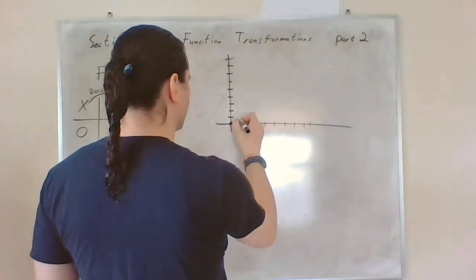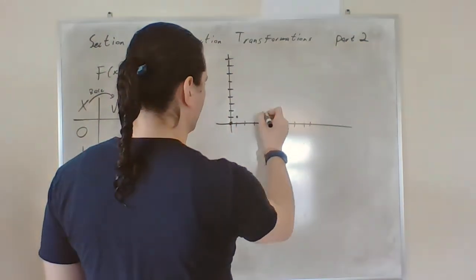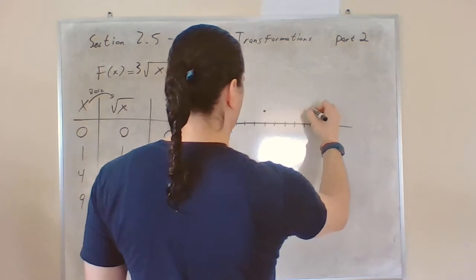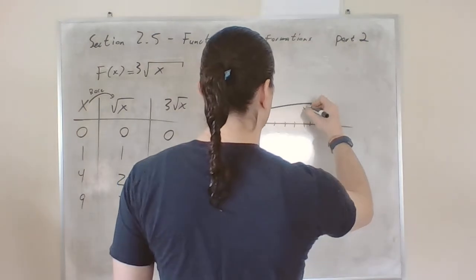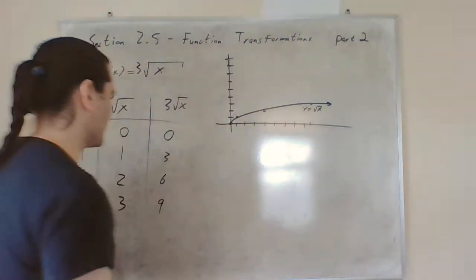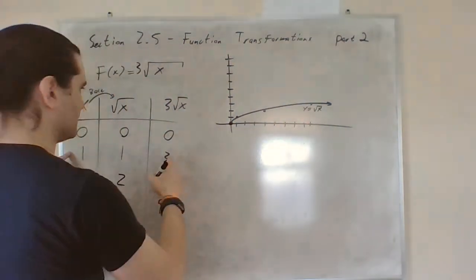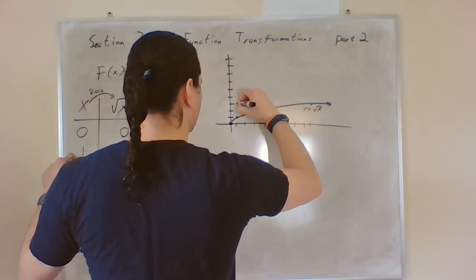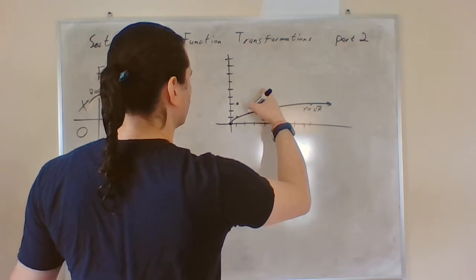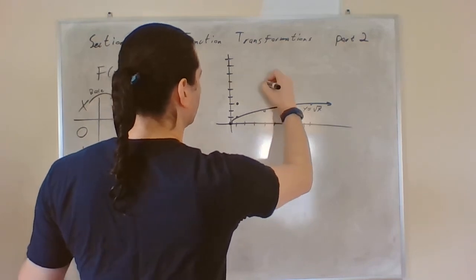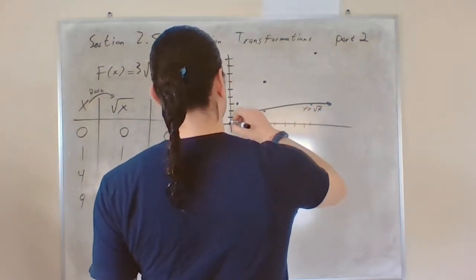Okay. So I have 0, 0. I'm going to graph the base function first. I have 0, 0, I have 1, 1, I have 4, 2, I have 9, 3. This is the base function, y equals the square root of x. The transformed function is going to be 0, 0. It's going to be 1, 3. It's going to be 4, 6. Here. And it's going to be 9, 9.